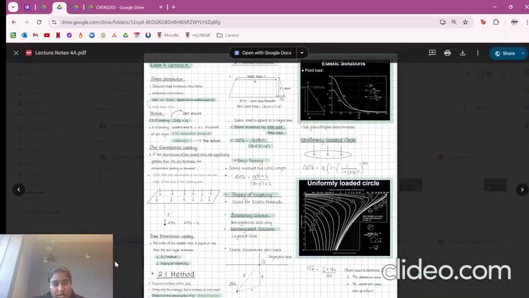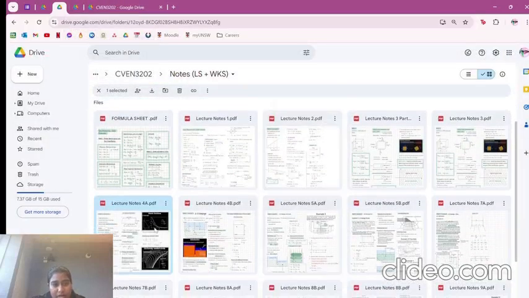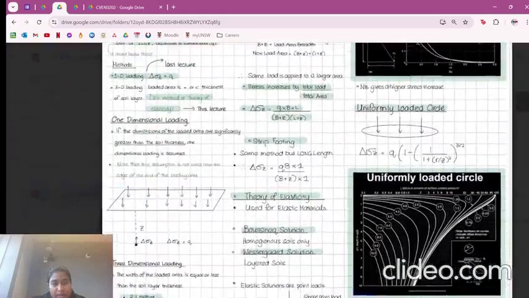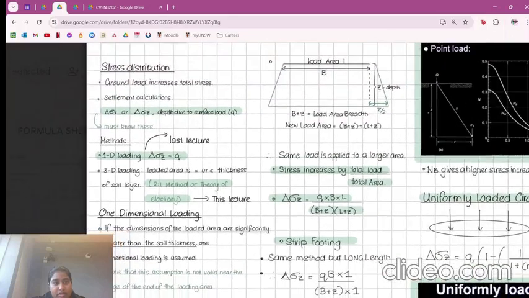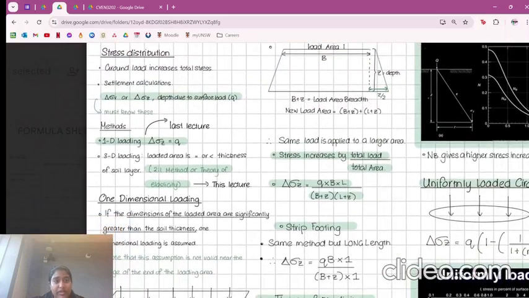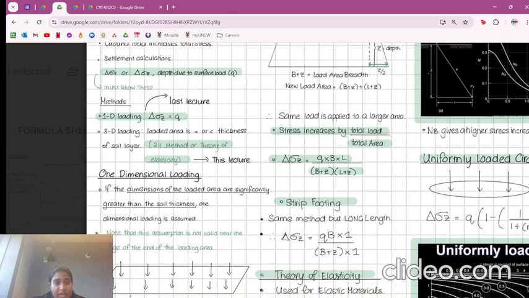So let's just look at a little bit of theory. One of the easier concepts in this topic is looking at one-dimensional loading. That is when your change in normal stress is equal to the surcharge, right? And then 3D loading is when you've got a loaded area that is less than or equal to the soil layer.